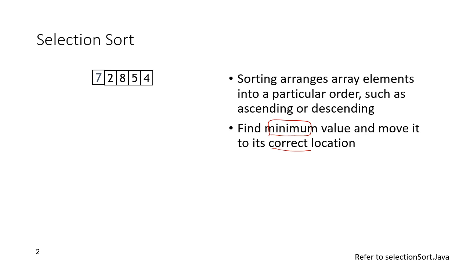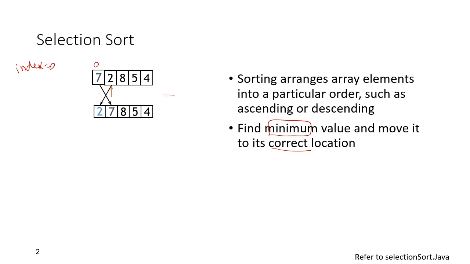Let's assume we have the following array. We have an array with the elements 7, 2, 8, 5, and 4. Now we will start from the first location, which is index 0, and find which one is the minimum element in the whole array, and then move it to location 0. So starting from location 0, we search and find that the minimum is 2. Now our second step is to do a swap between 2 and 7.